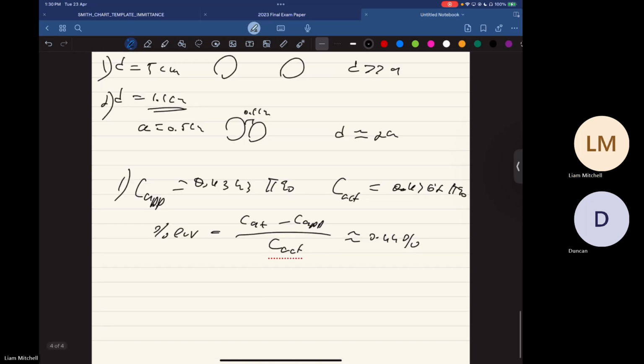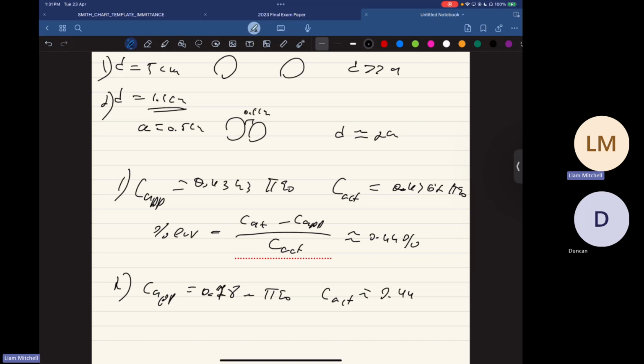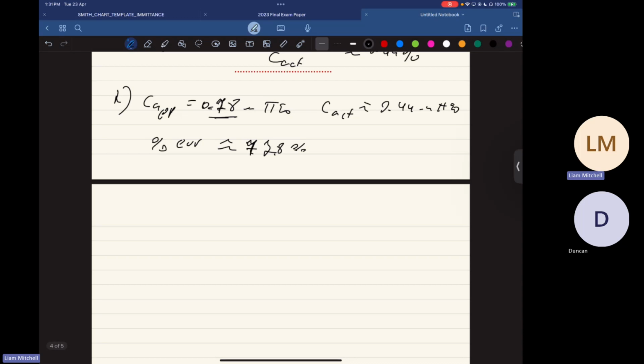Right? If we do the second case and we do the same thing, we get that our C approximate is 0.78 something pi epsilon naught, and C actual is going to be pretty close to the previous value, 0.44 something pi epsilon naught. The percentage error you get is somewhere on the order of 70%, 77.8%. One is much larger than the other. And that's because of the next question, which asks us to explain why there's such a large error.